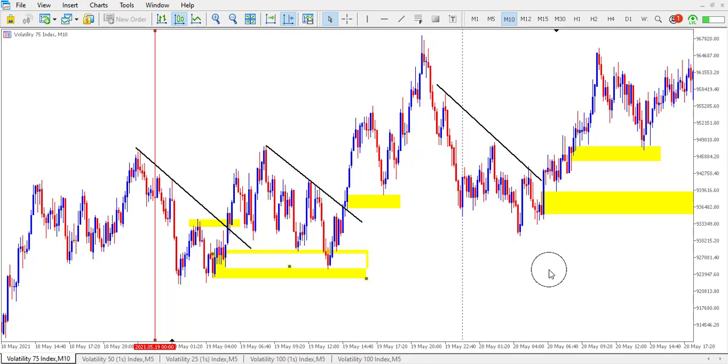If you are new here, guys, we talk about ICT, we talk about order blocks, we talk about institutional trading. But today we are going to be talking about order blocks and the best order blocks to trade. All you need to know about the order blocks.